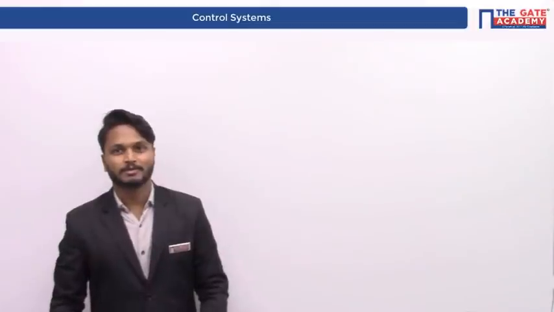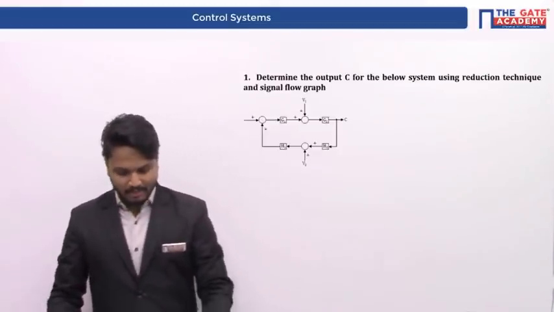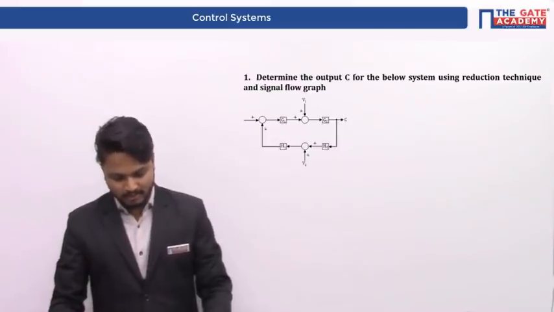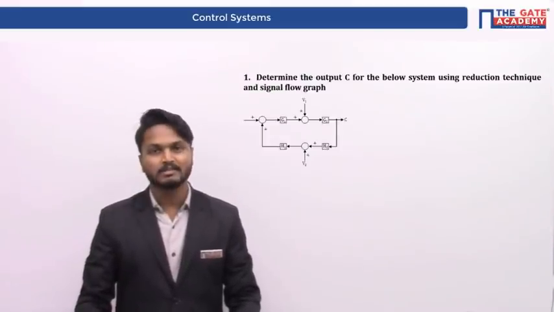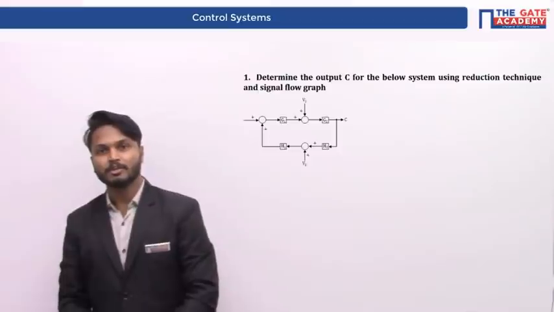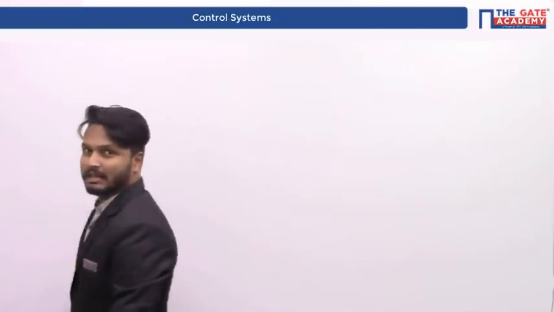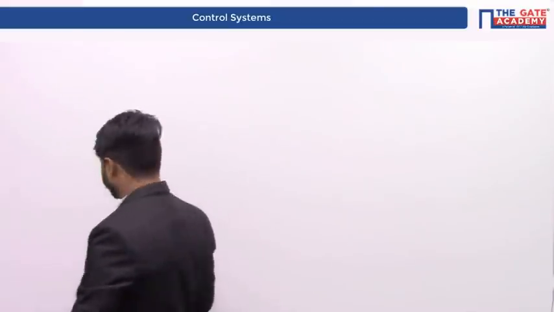So let's look into the questions one by one. The first question is like this, you can see here. Determine the output C for the below system using reduction technique and signal flow graph. So if you look into the block diagram, the system is given to be like this.